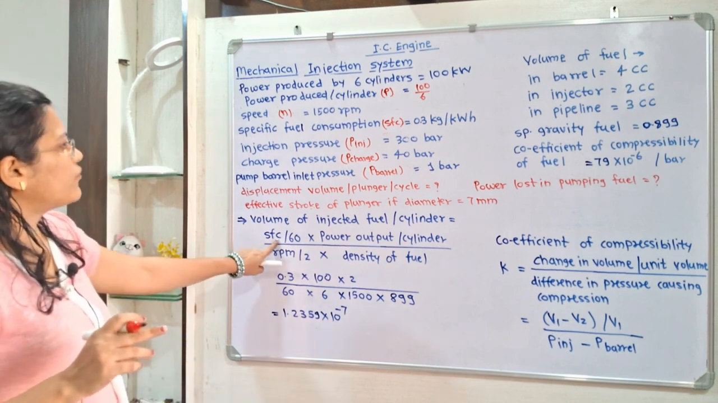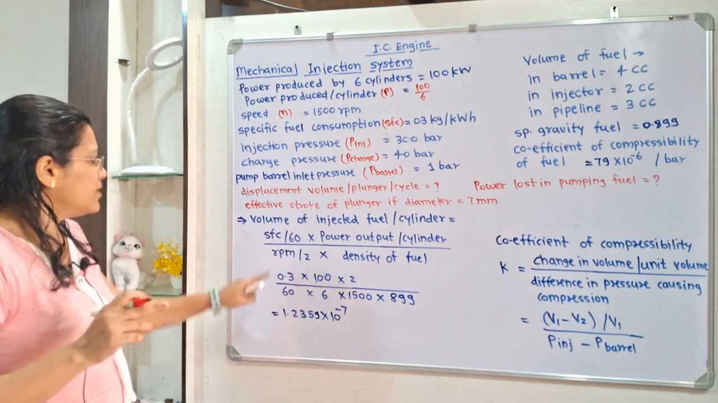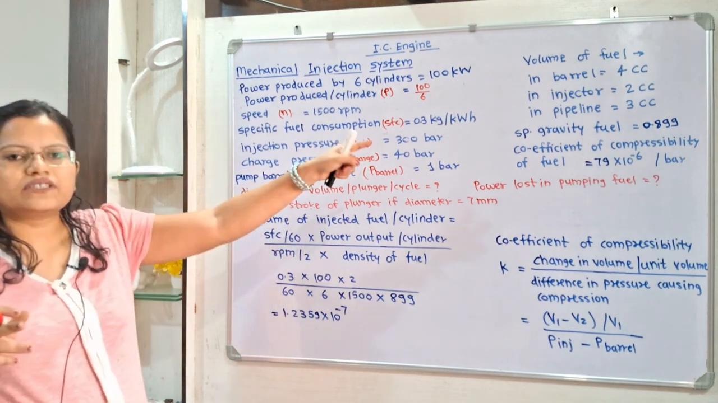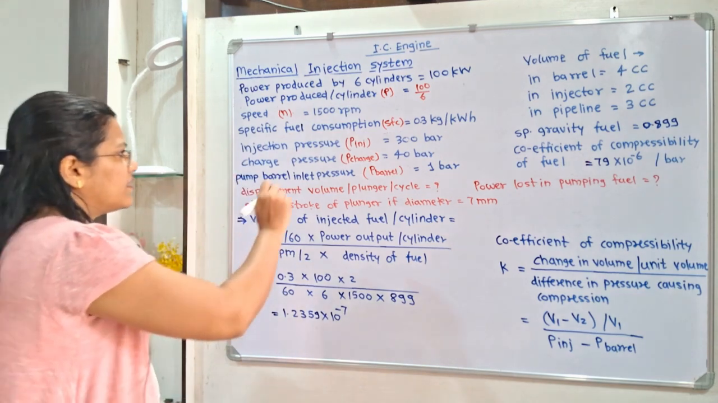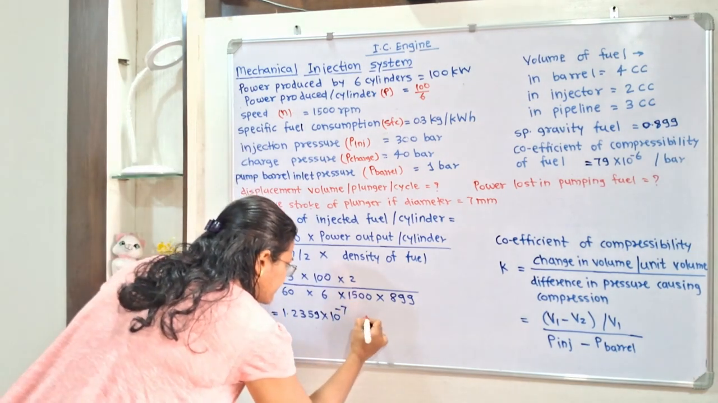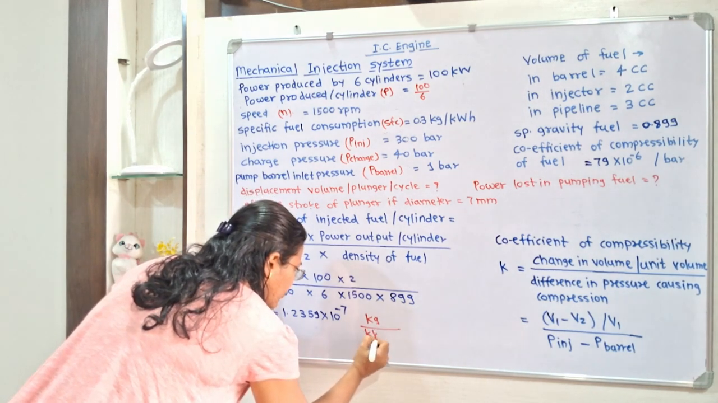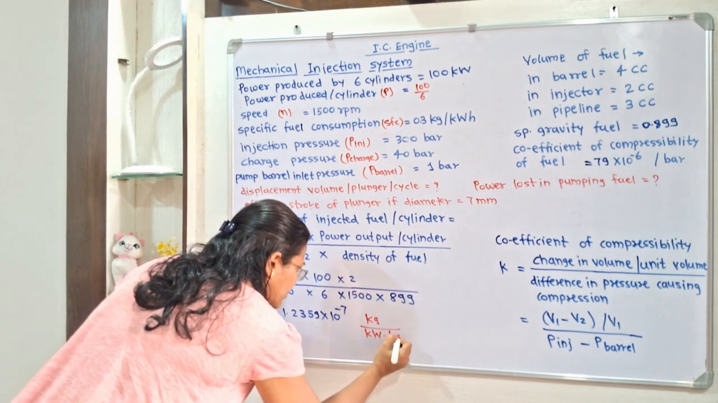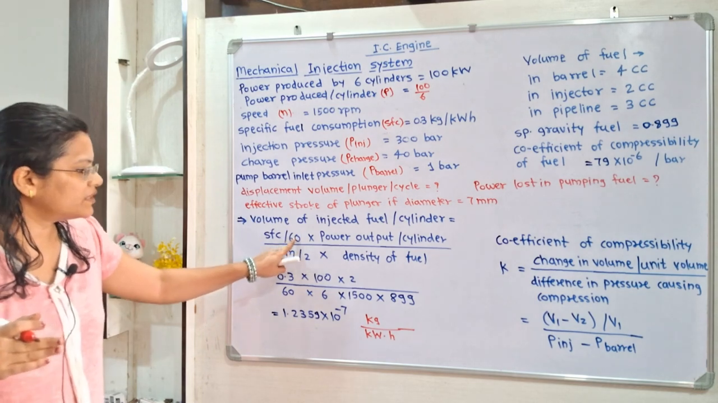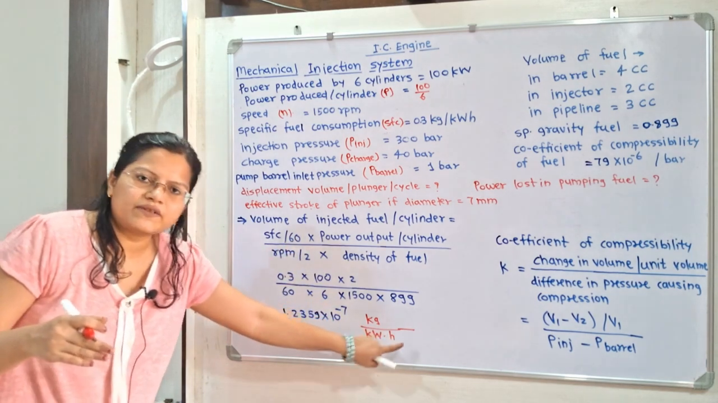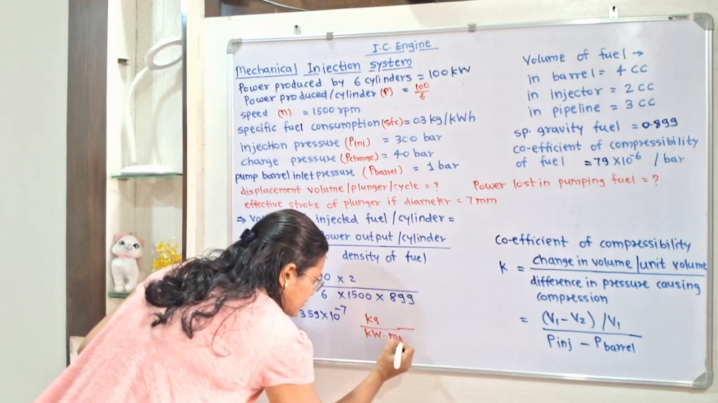Specific fuel consumption is given in kilogram per kilowatt hour, but here it is divided by 60, so this hour is converted into minute. I will write here kilogram per kilowatt into hour. In 1 hour there are 60 minutes, so if in the denominator we multiply here with 60, then it will be converted into minutes. So I will write here minute.